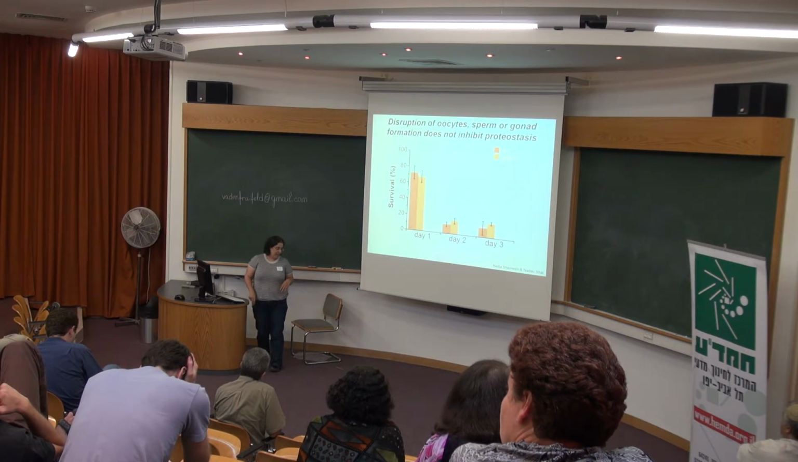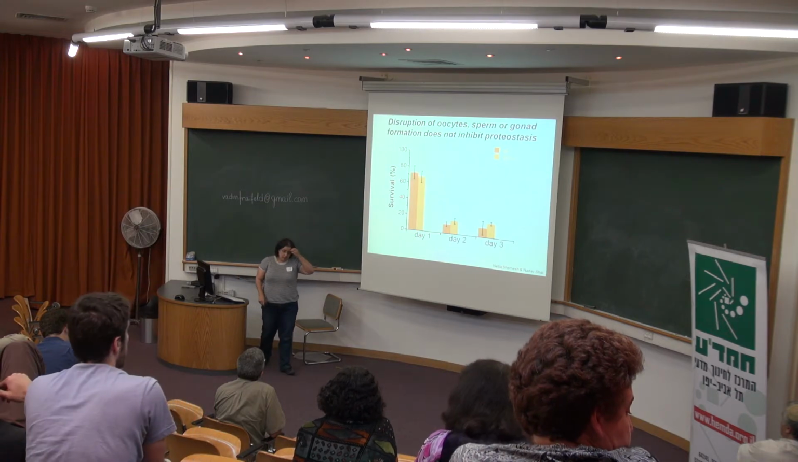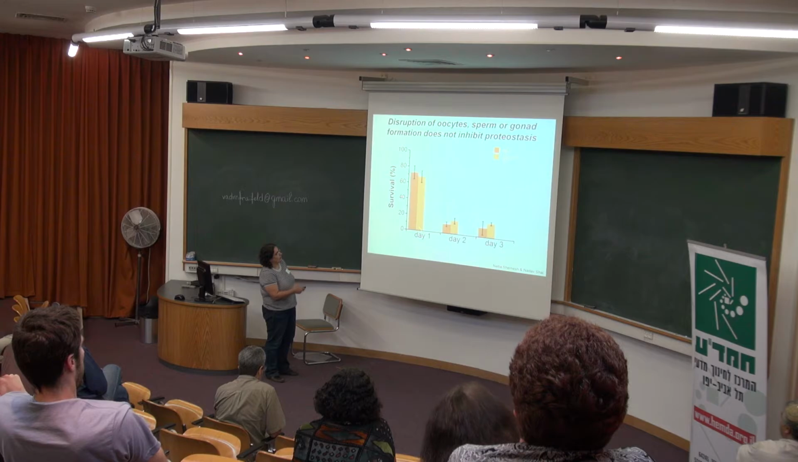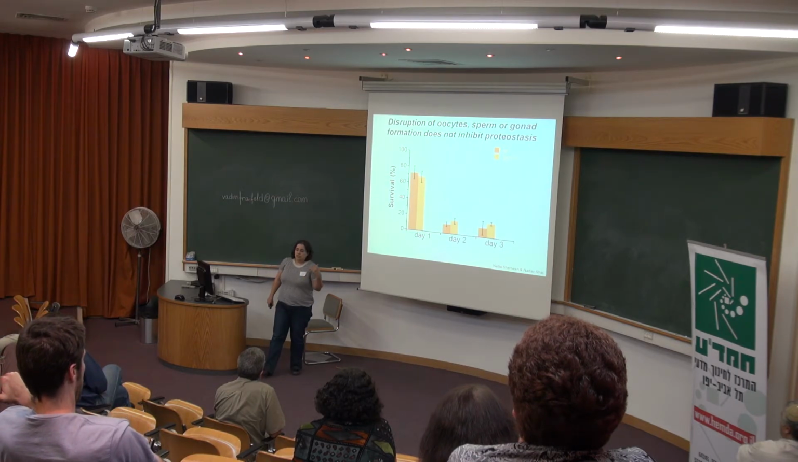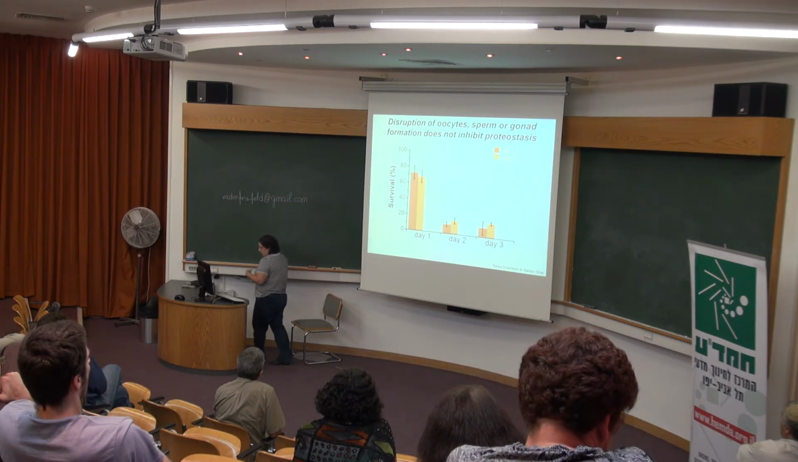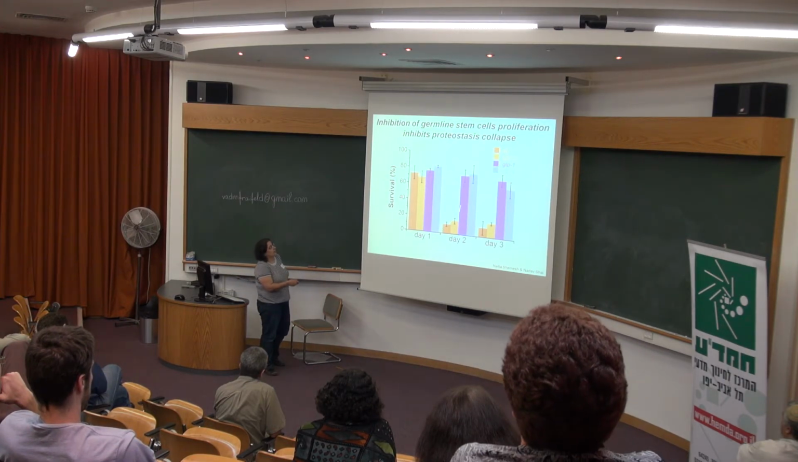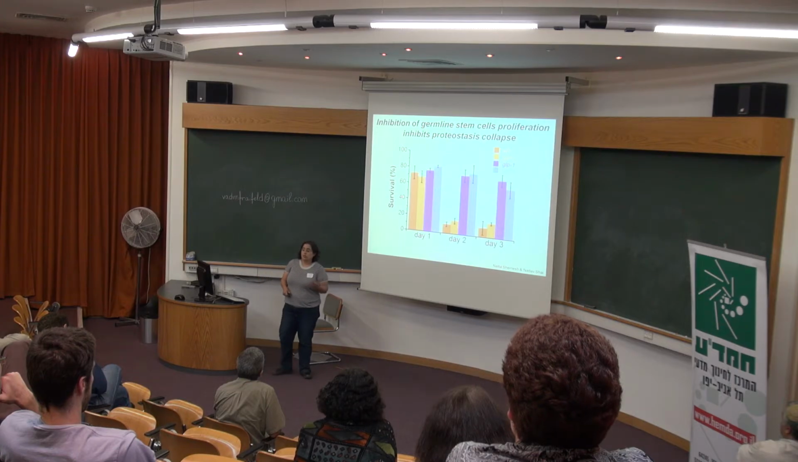So we started using the mutations, every mutation in the field. We did the GON, this is without any gonad, without any reproduction system, we get the same thing. We did without sperm, without oocyte, we didn't get anything. But when we look at the germline, we now get rescue of the protein folding, the heat shock response.